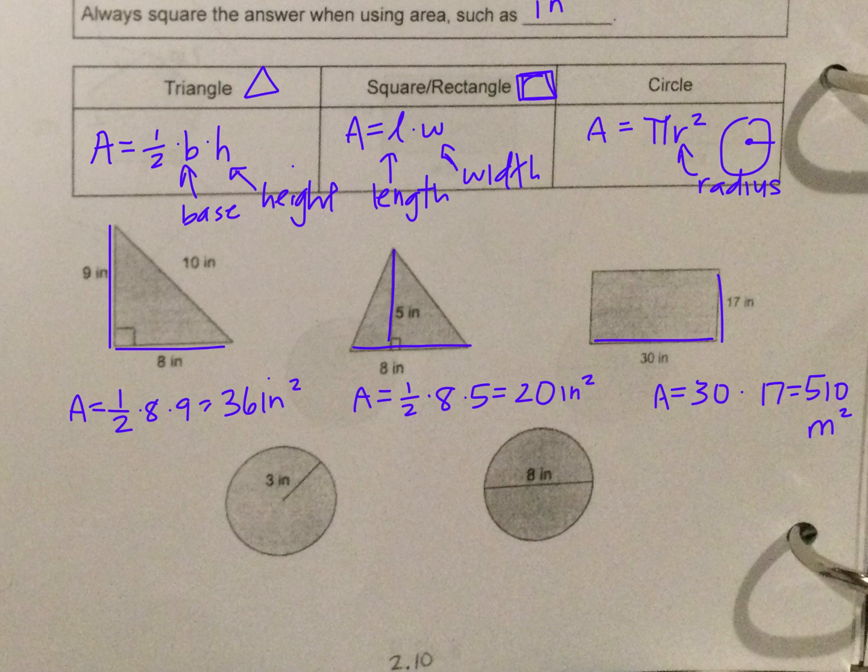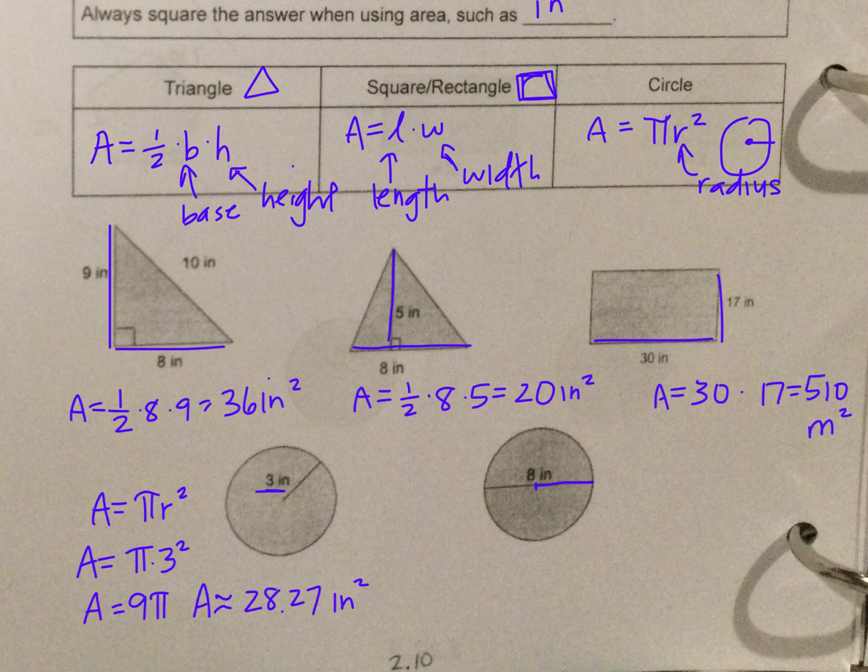We have a circle now. We're going to use area equals pi r squared. My r is 3, so area equals pi times 3 squared. 3 squared is 9, so your exact answer would be 9 pi. Your approximate answer, that makes more sense in our heads, would be 28.27 inches squared.